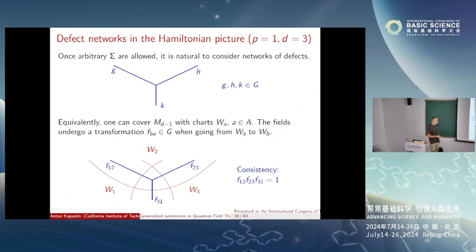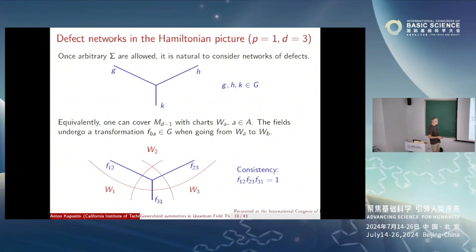So here I first chose charts, and then I can also draw lines in double overlaps of these charts if I want to, but I don't have to. Now if you look at this picture, it says, if I go from chart 1 to chart 2, there goes a transformation F1,2, and then from chart 2 to chart 3, another one, given by some other element of the group, then I better have consistency.